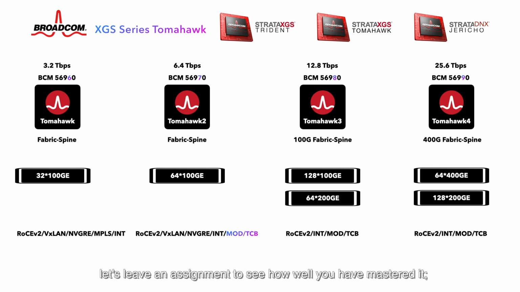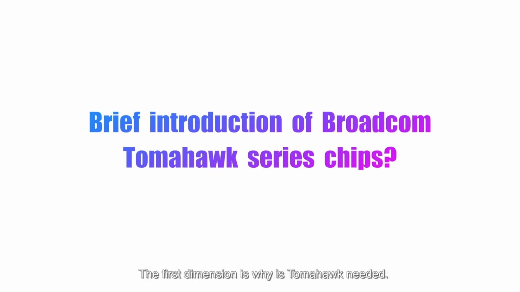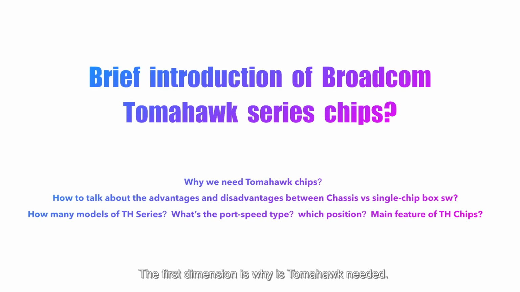Let's leave a segment to see how well you have mastered it. How would you briefly describe Broadcom's Tomahawk series chips? The first dimension is why Tomahawk is needed. Compared with the chassis type multi-chip architecture, what are the advantages of the single-chip architecture? In the second dimension, what models does TH have? I will put the answer in the introduction.